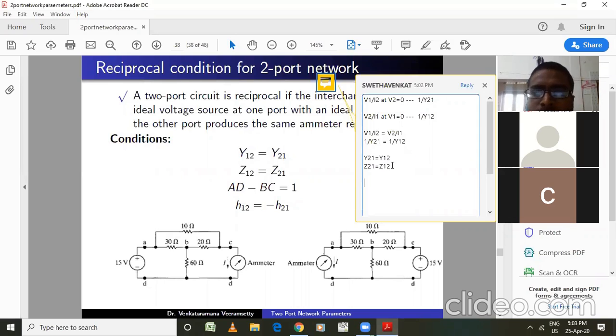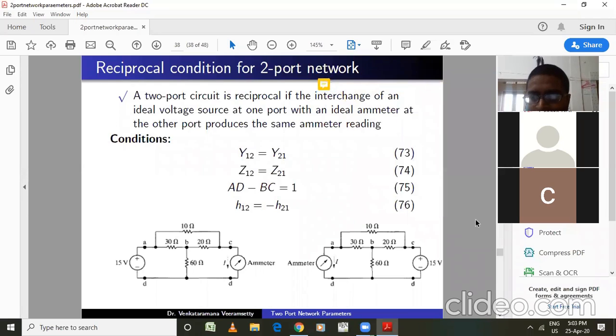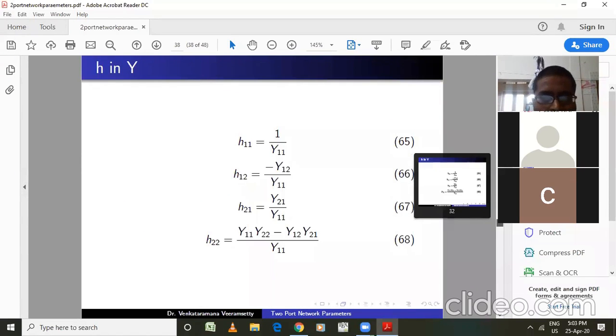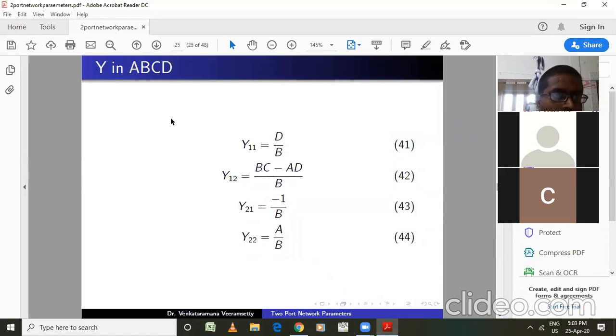Similarly, for every two-port network, all parameters may not be available, so we have to check for the remaining parameters also. Let's go for the Y parameters in terms of the ABCD parameters.